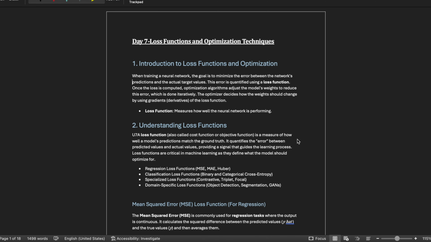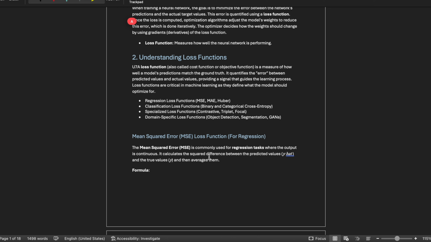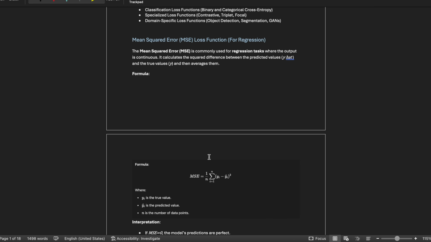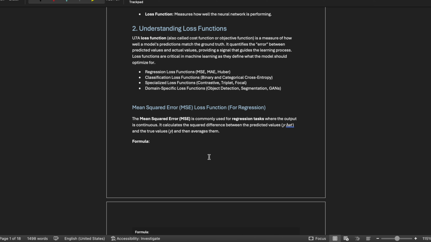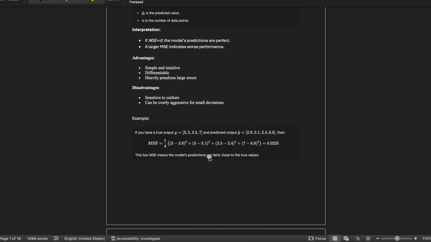This is the second part of the day 7 lecture, which is loss functions and optimization techniques. In part 1, we covered the loss functions. We have seen different types of loss functions. Let's go through them once. We started with an introduction to loss functions, then looked at the different definitions, and also at how different types of models require different types of losses. We focused on losses for classification problems and also for regression problems.